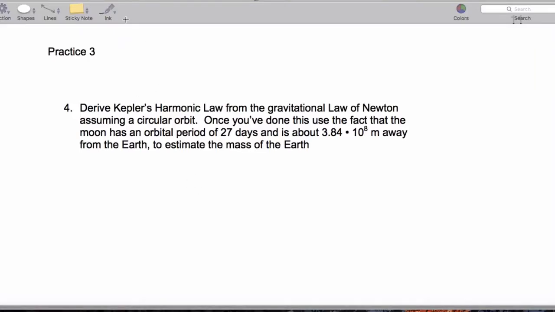All right, so we're going to now do this last problem where we derive Kepler's harmonic law from the gravitational law of Newton, assuming a circular orbit. So, to start, first, the gravity force on the moon from the Earth is G, mass of the Earth, mass of the moon, over r squared. Second thing is, the moon moves around the Earth in a circular orbit so that the speed is 2 pi r divided by T. Okay.